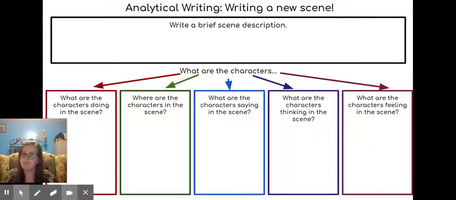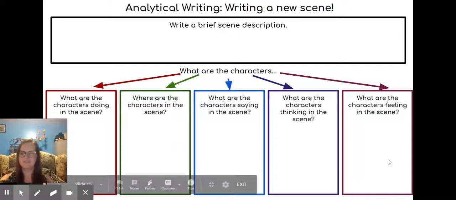And so these are some of the things that we're going to be looking at for our analytic writing. I'm going to give you an example of what I would put as a sequel, and we're going to go through it together so that way you guys can have an idea of how to use this graphic organizer.